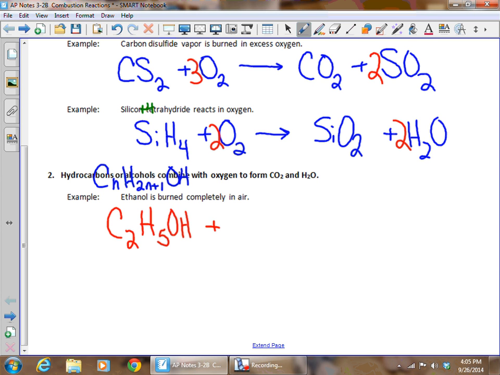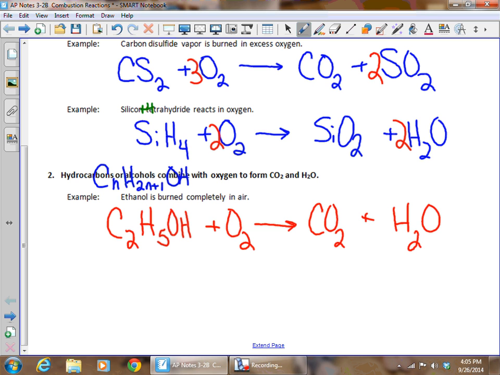When they say that a lot on the AP test, that means they want you to react it with oxygen. I know there are other things in air, but it's going to burn in oxygen. So when we react this, we're going to get oxides of the elements in the fuel. Since this is a carbon, hydrogen, oxygen compound, we're going back to classic Chem 1: carbon dioxide plus water when we form this.